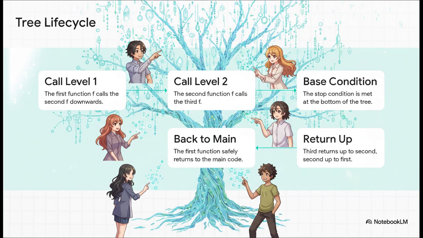The first function calls the second. We dive down a level. The second calls the third. Then, right at the bottom branch, the base condition strikes. And now we trace it all back up. The third returns up to the second, returns up to the first, and the first safely delivers you right back up the chain to your main code.